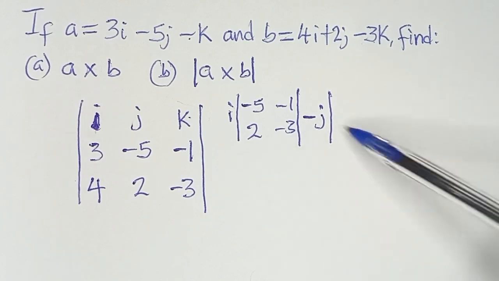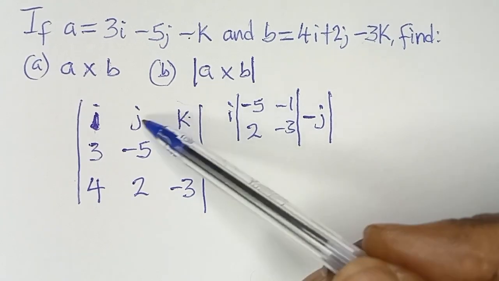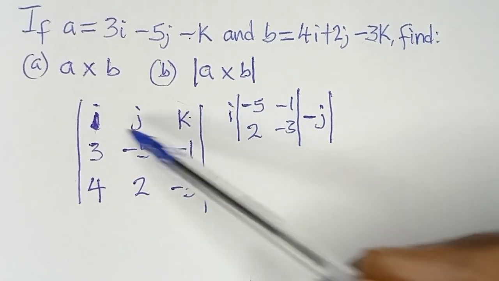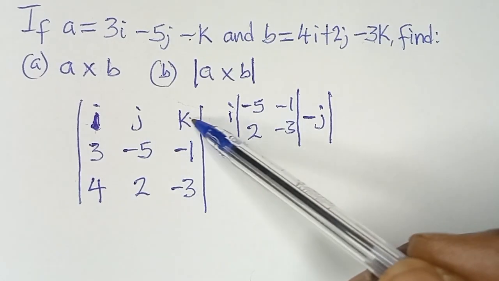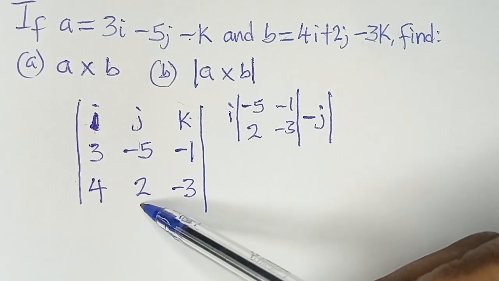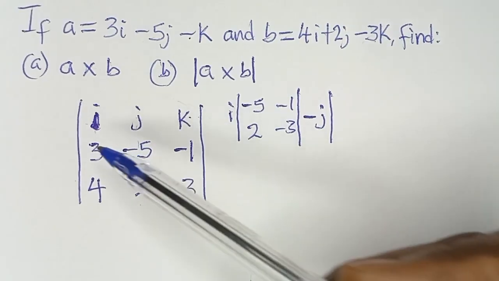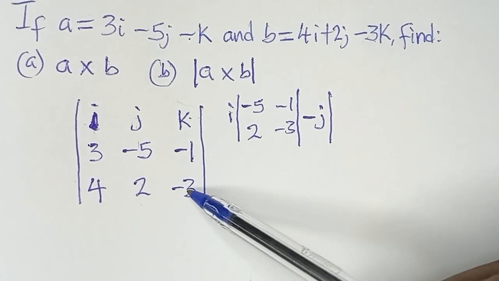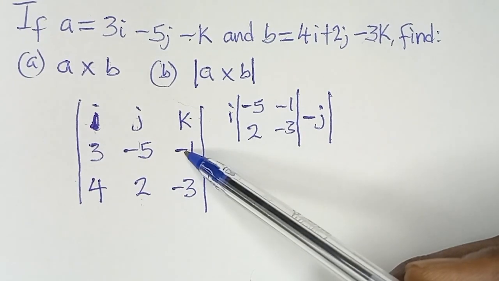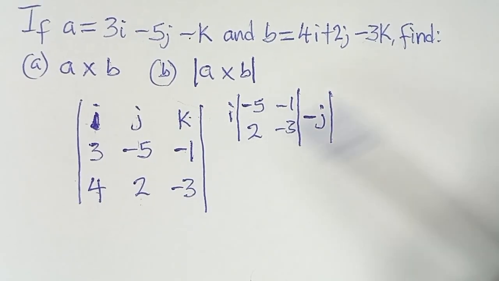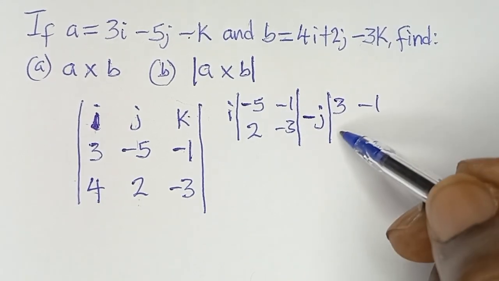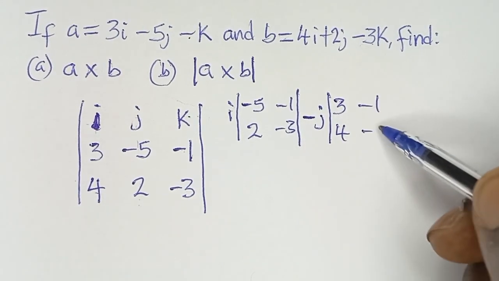Then you open up the 2 by 2 matrix like that. We have taken J, so we have to ignore this column for J, and also this row for J. So this row we ignore, and we also ignore this column because we have taken J. And so what will be left, we take these values. Don't forget, this center one is no more. So we're taking 3, negative 1, 4, and negative 3.